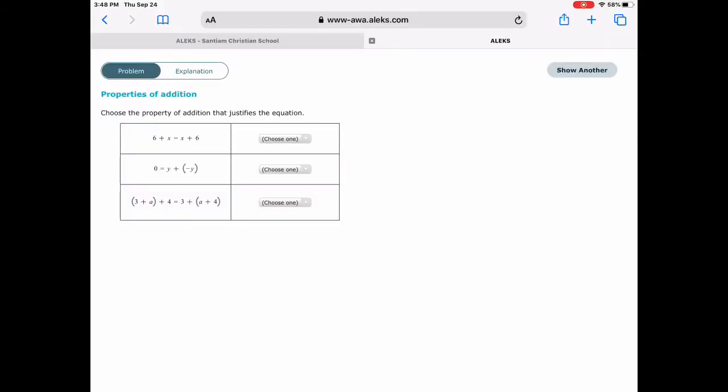If I'm looking at 6 plus x equals x plus 6, I just changed the order. There are no parentheses, so that will be the commutative property. The next one, I'm going to show you the explanation because we didn't get to write that one in yet. But the one at the bottom, 3 plus a plus 4 equals 3 plus a plus 4. See, we just changed the parentheses. We changed who associates with who. Like 3 and a are like best friends in the first one, and then on the right hand side, suddenly a and 4 are best friends, and the other number gets left out. That is the associative property.